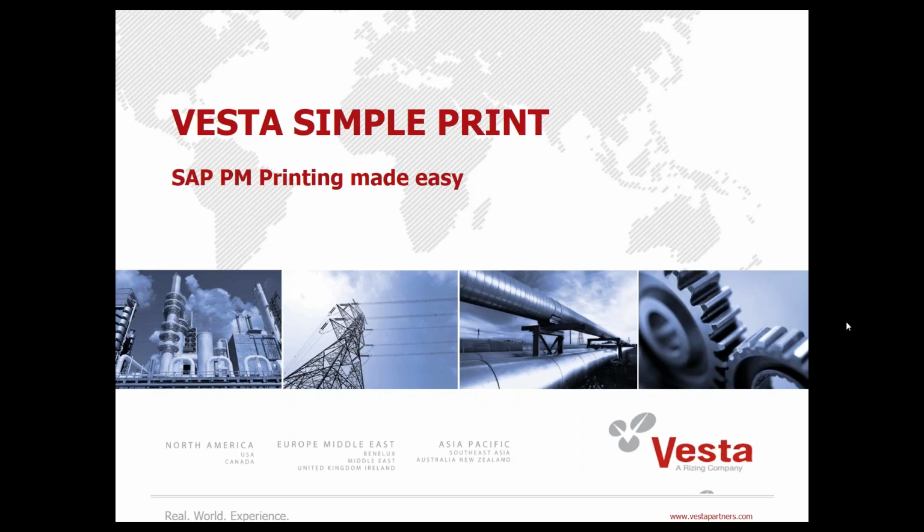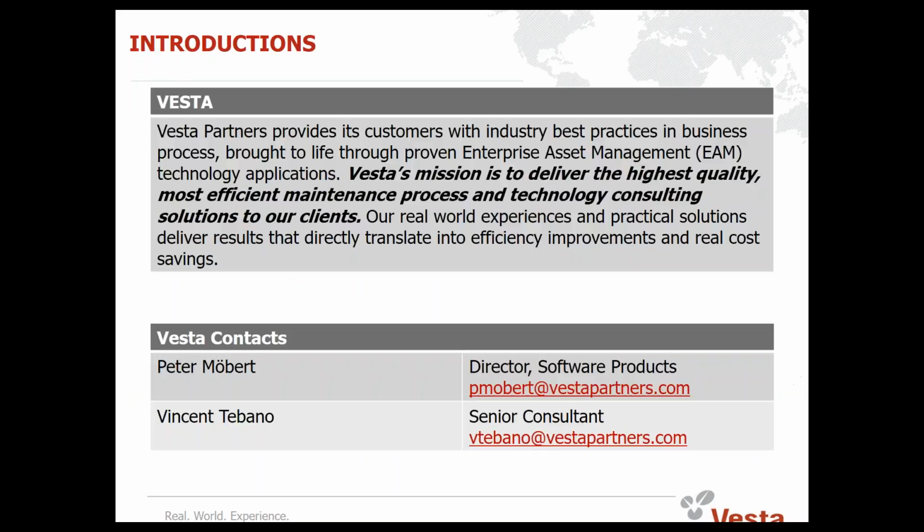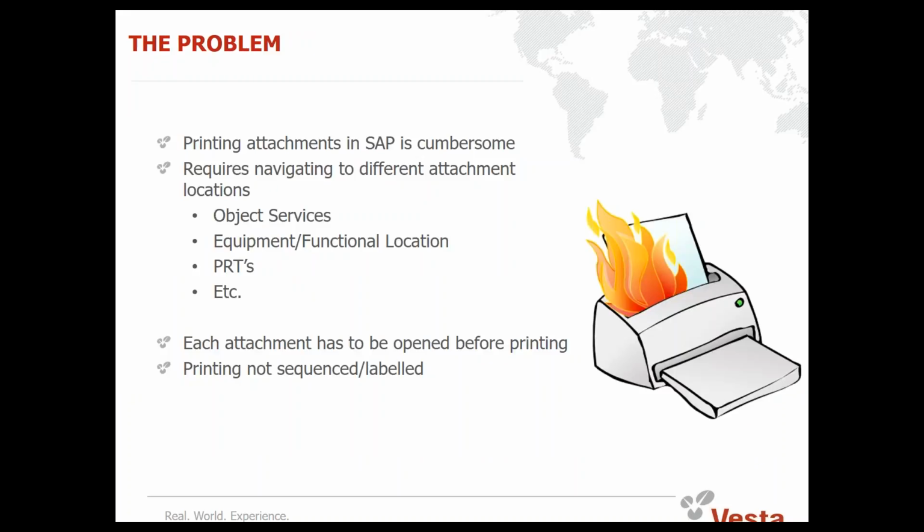Thank you, Asha, and thanks everybody for joining. What we'll talk about today is our Vesta Simple Print solution. As most of you already know, and the reason for you dialing in today, printing attachments on work orders in SAP is a rather cumbersome task. It requires you to navigate to various different areas of the work order, from the object services to the attachments on the equipment and function locations and the PRTs themselves. And then in some of those locations, even having to open up those documents themselves before you can print them.